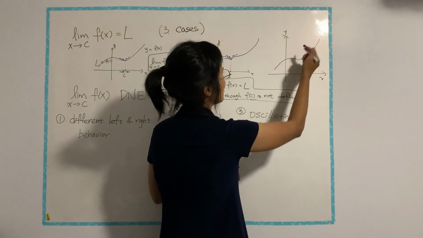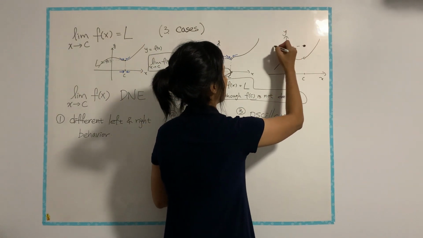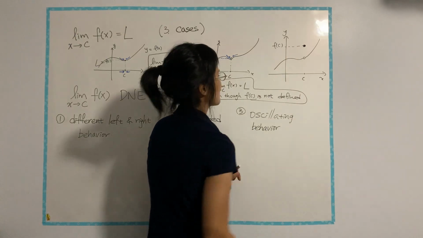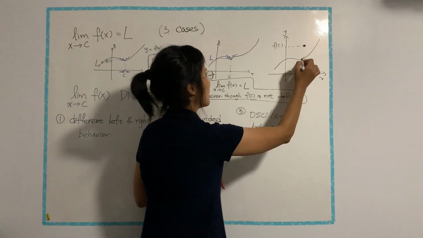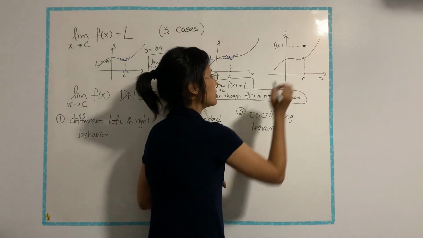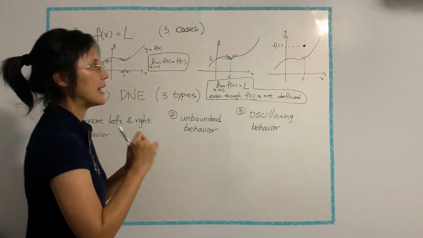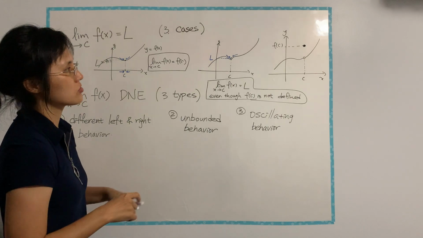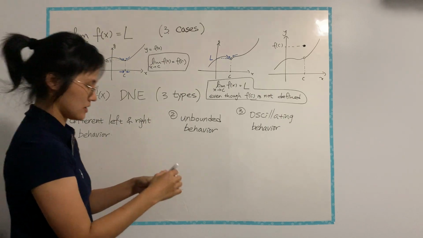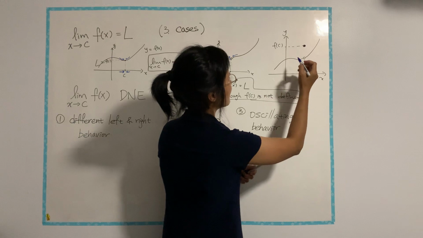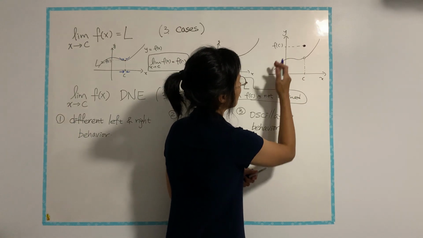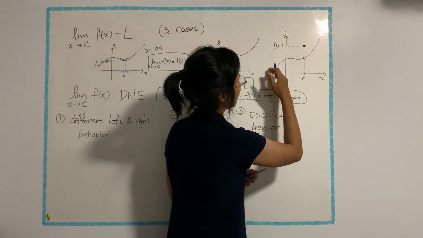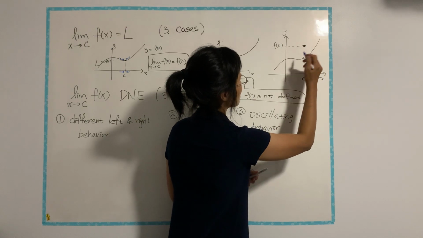All right, case number 3. We have f of c defined here, so that's f of c, whatever it is. But our job here is not to find f of c. Our job here is to find what happens to the function value when x approaches c. So again, I look at the behavior of the neighbors around c.